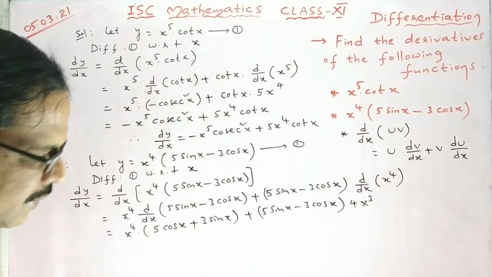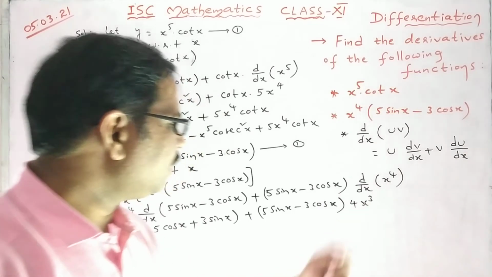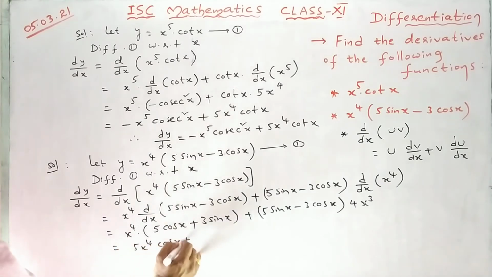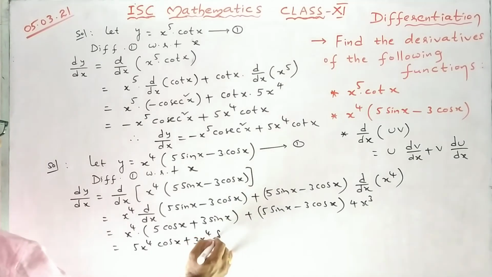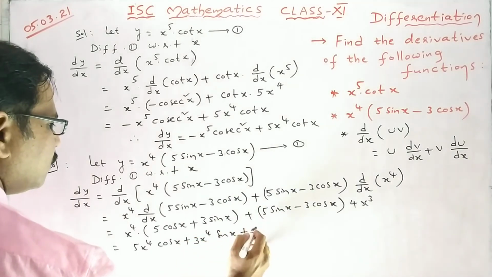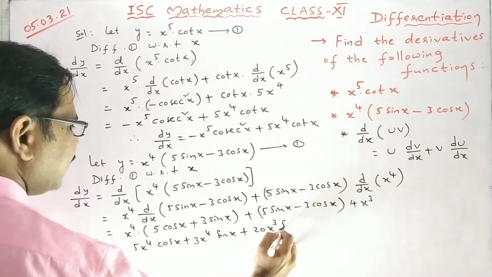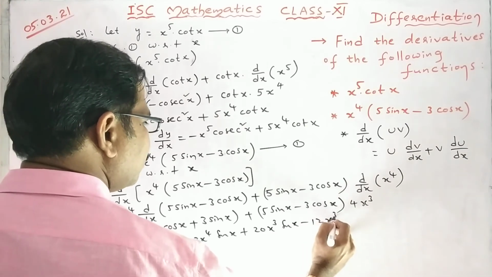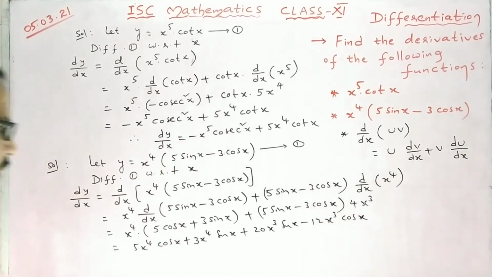d by dx of x to the power n means n into x to the power n minus 1. So if you want to multiply this, 5x to the power 4 cos x, 3x to the power 4 sin x, 5 4s 20x cube sin x minus 12x cube cos x. Right? So what to do now?